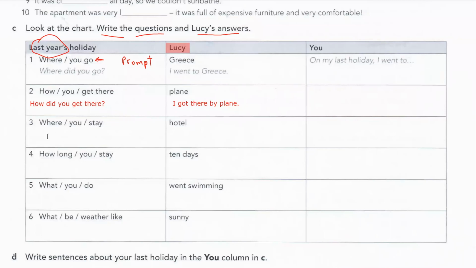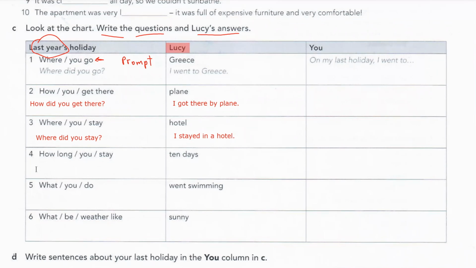Now number three, where did you stay? So I want to ask where she stayed. So where did you stay? Hotel. So I stayed in a hotel. Okay. So that's done.